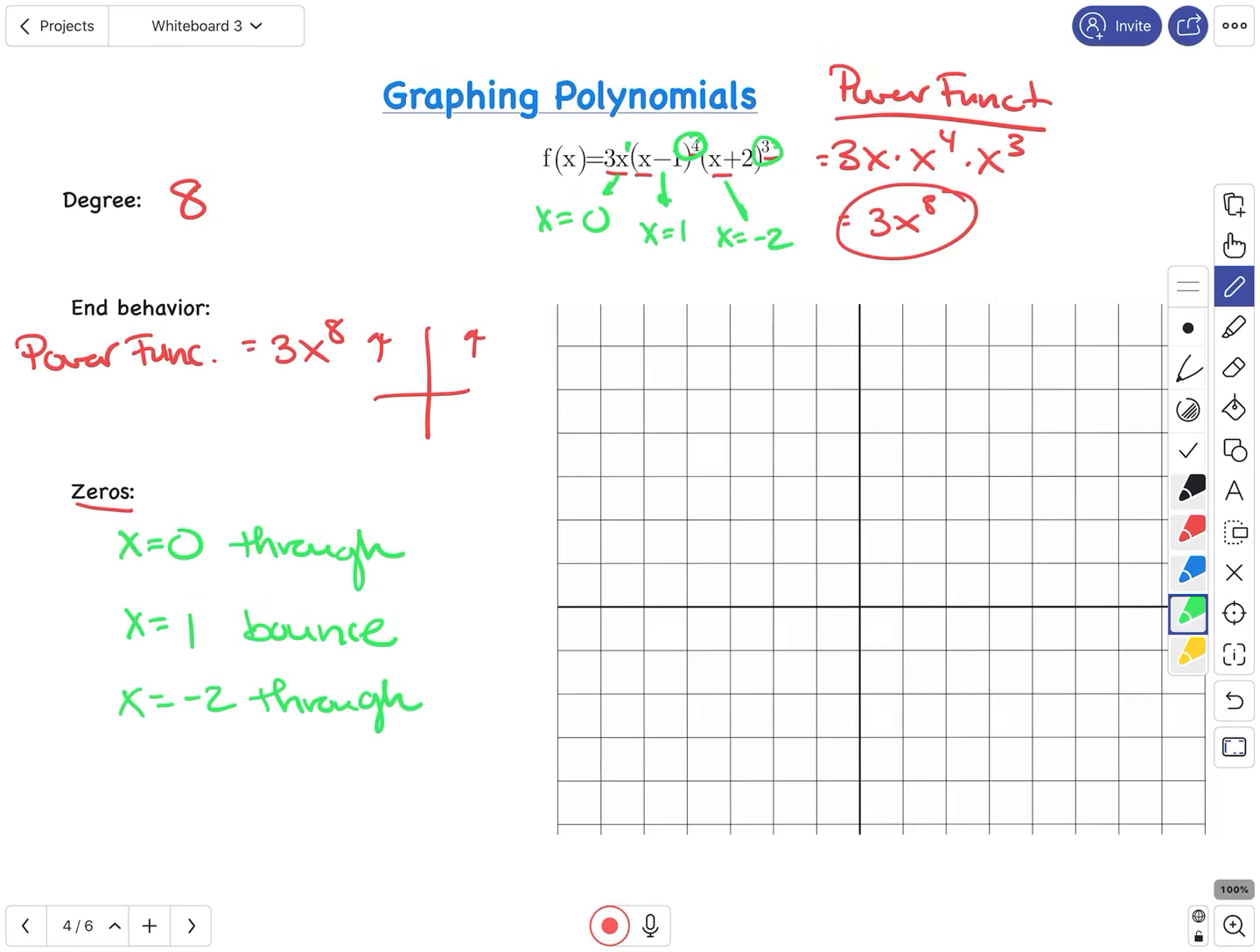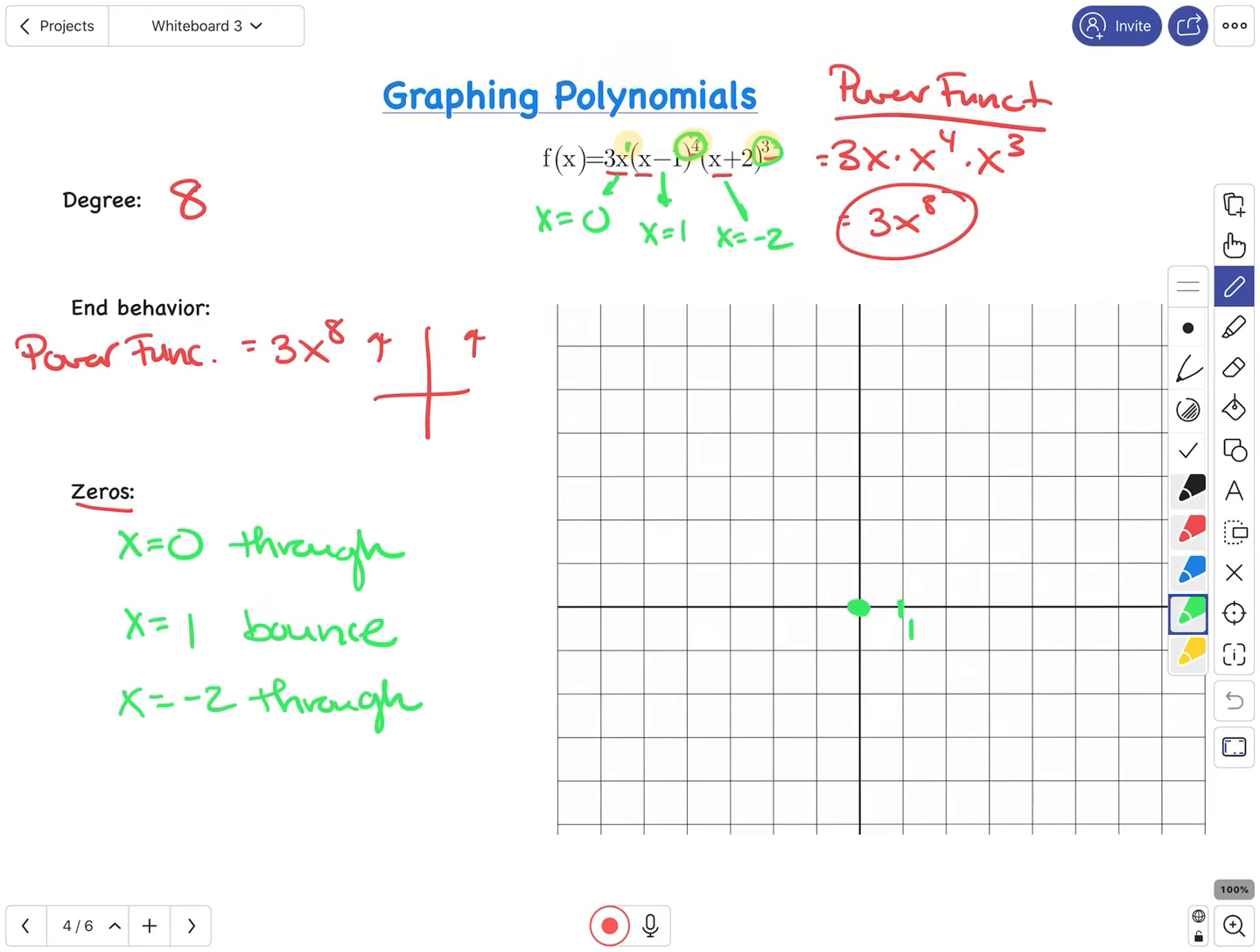Okay, so the through and the bounce and the through comes from looking at the exponents, whether they're even or odd. The through for x equals 0 from the exponent of a 1, which is odd. The bounce for the x equals 1 came from the exponent of the 4, which is even. And the through for -2 came from the exponent on the -2, which is an odd 3. Okay, putting all of that together, let's graph the x-intercept. So, here's 0.